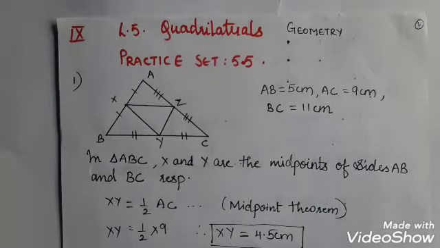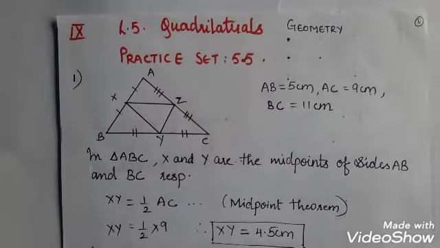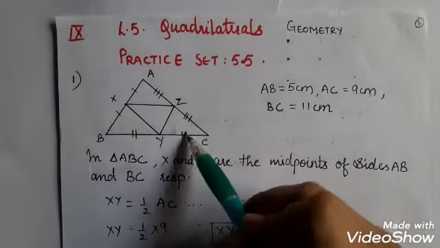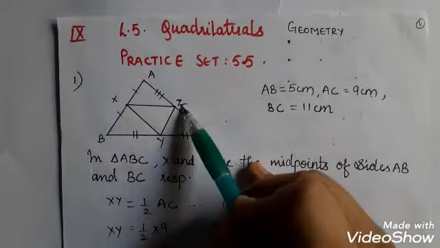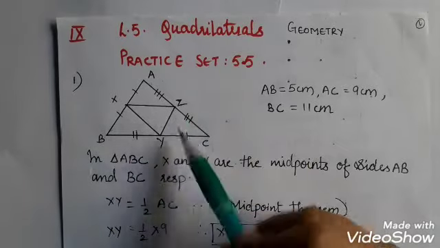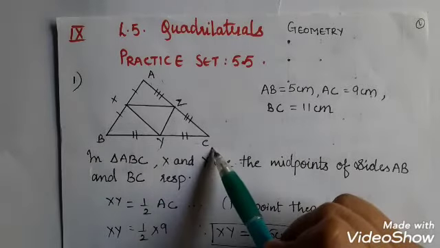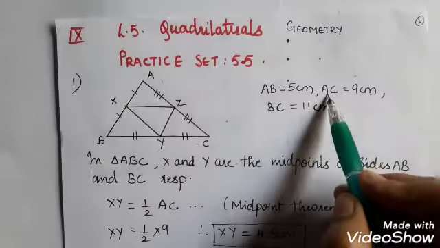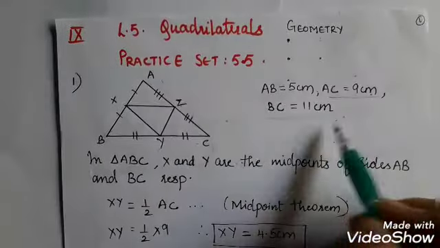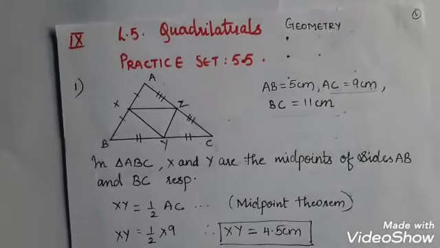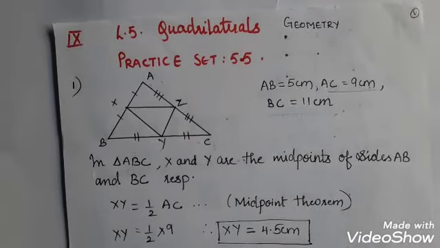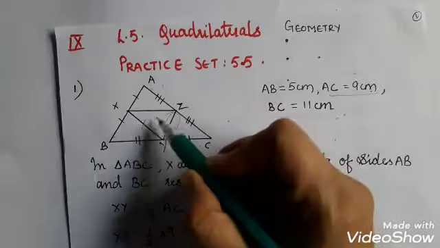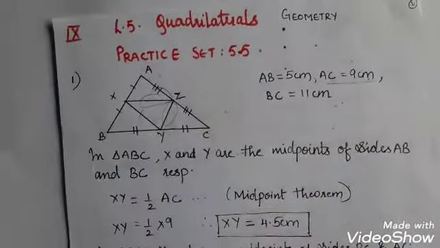First question. Open your textbook to page 73. You can see the figure is already given to us. In triangle ABC, points X, Y and Z are midpoints of sides AB, BC and AC. Then AB is given as 5 cm, AC is given as 9 cm and BC is given as 11 cm. We have to find the values of XY, YZ and XZ.